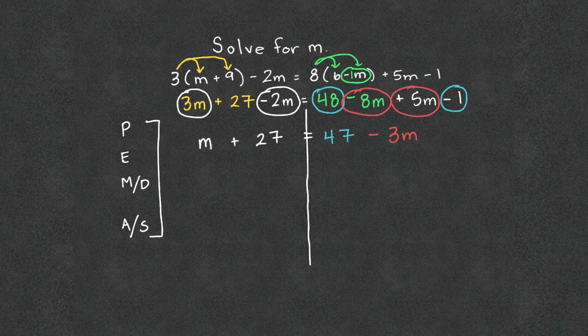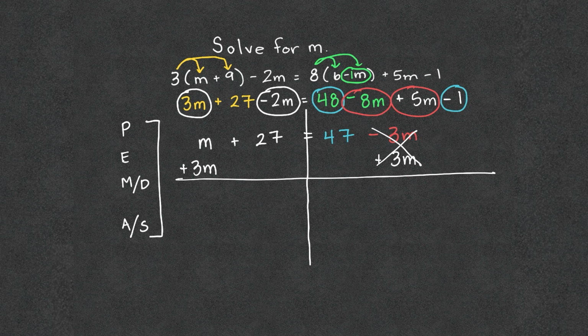One of the things I like to tell people is that moving your variable to the side that will keep your whole amount positive is best. So in this case, I'm going to add 3m to both sides. Because if I add 3m to both sides, minus 3m plus 3m will cancel. And I'm left with 4m plus 27 equals 47. My m value stayed positive.